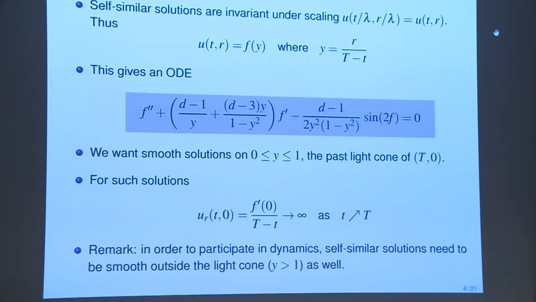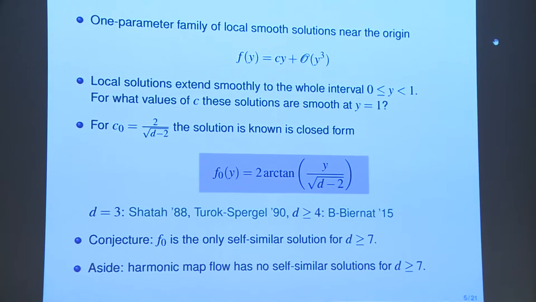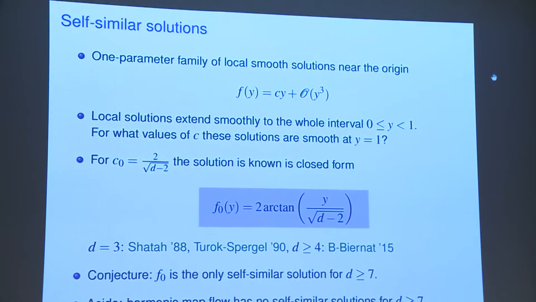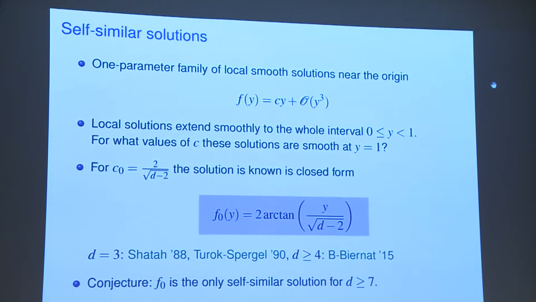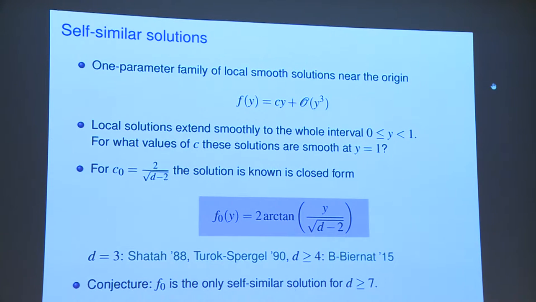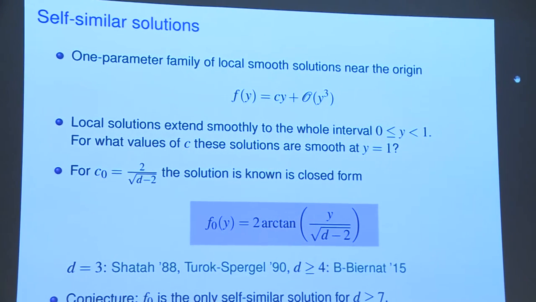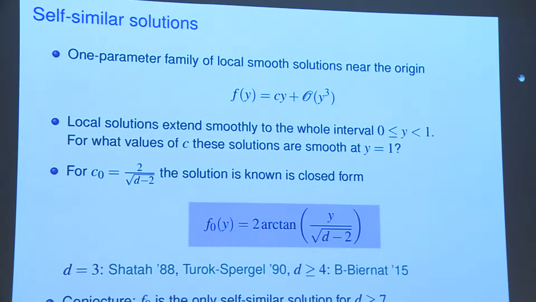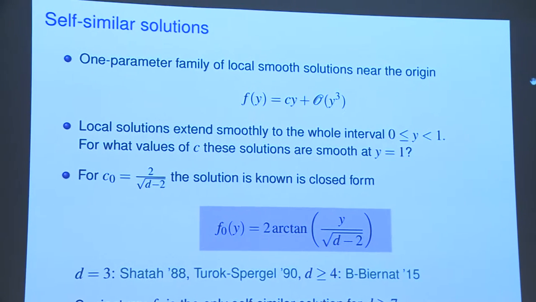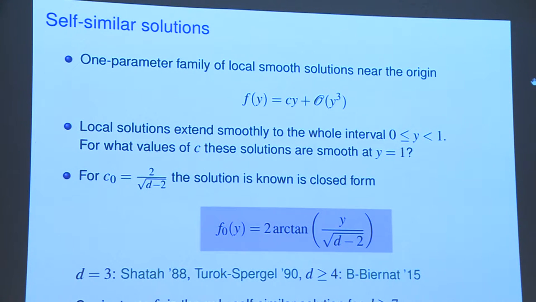Okay, so we would like to find if there are such smooth solutions for this equation. And one way to approach this is by a kind of shooting argument. It means we start with a solution which is smooth at the origin. Such solutions form a one parameter family, which is parameterized by the gradient of the solution at the center, which I denote by C. One can easily show that these local solutions at the origin extend all the way to the open interval from 0 to 1, but they are in general not smooth at the light cone.